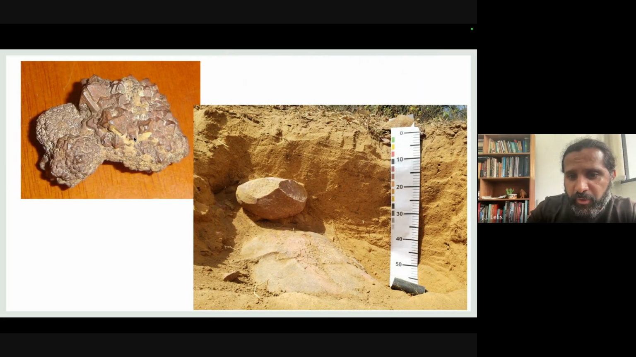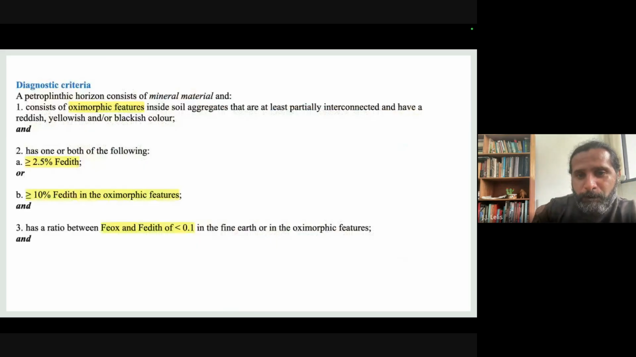Here are some photos of the petroplinthic horizon. You can see a piece of it, and here you can see it in the field. So it's a piece, and here it's exposed. I could not dig deeper than 50 centimeters because I definitely could not dig in this petroplinthic horizon.